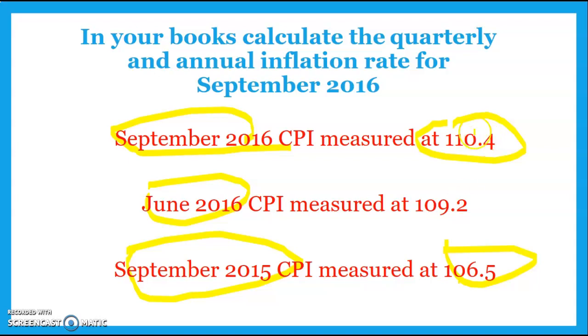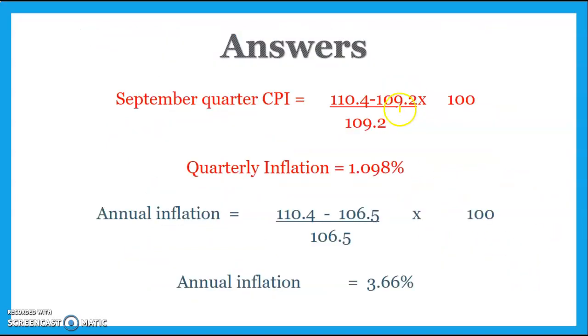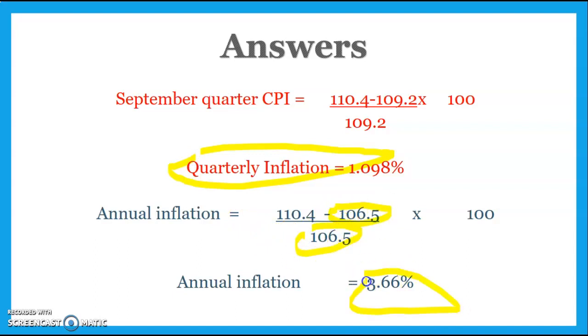And if you want to get the quarterly figure, you would do this year minus the last quarter, which is June, divided by the last quarter times by 100. So it will look like this: 110.4 minus 109.2 divided by 109.2 will give you your quarterly figure. And if you divide it by last year's September quarter, you will get the annual figure. What this annual figure represents is that during the year, prices have increased by 3.66%, but over the last 3 months, prices have only increased by about 1.1%. That's what those figures mean.